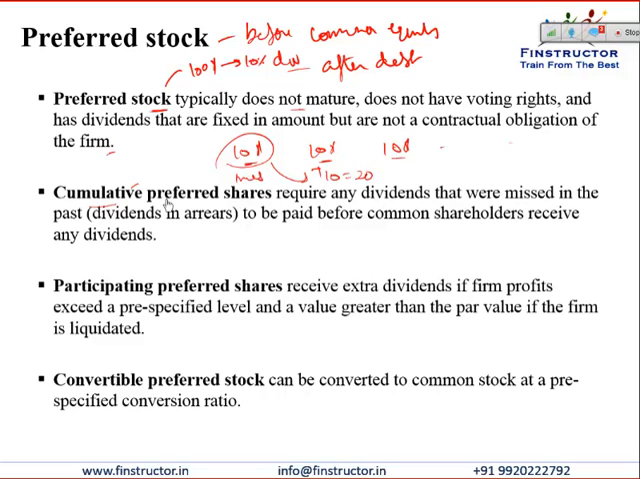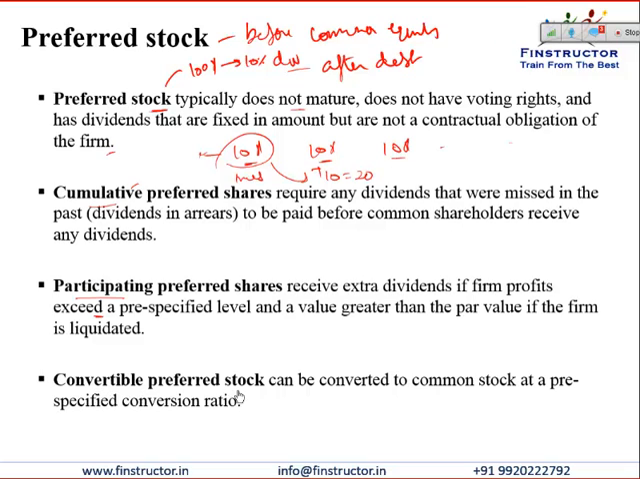In non-cumulative preferred shares, if a payment gets missed because the profits were not sufficient, then the payment gets missed. There is no obligation of paying double the amount next year or any such thing. Participating preferred shares receive extra dividends if the firm profits exceed a pre-specified level and a value greater than the par value if the firm is liquidated. So they participate in the profits in some manner. They're still not like common shareholders who get all residual value, but they participate in the profits to some extent is what you can assume.